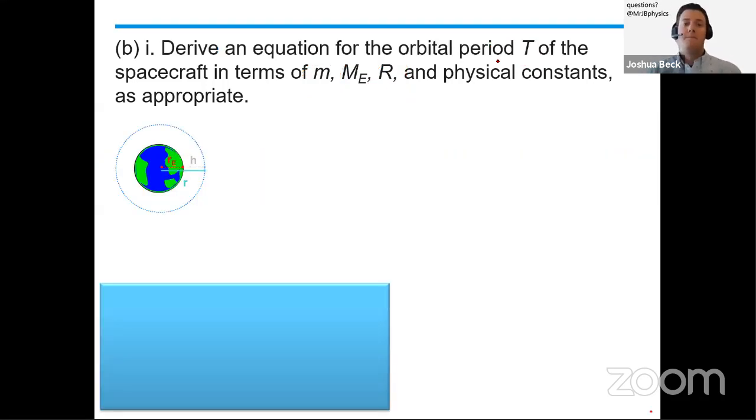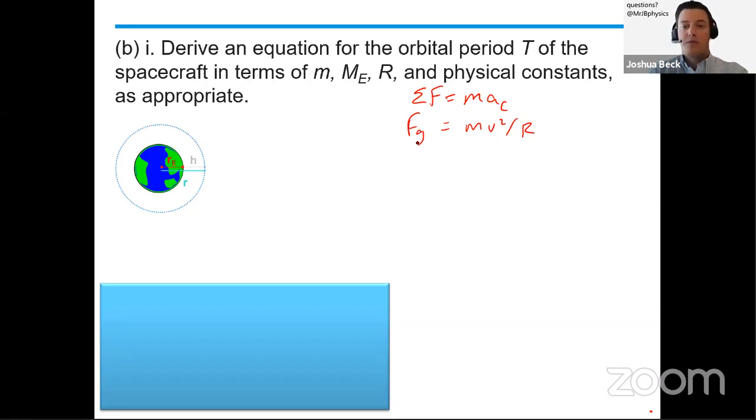So let's see what this looks like. Derive an equation for the orbital period. Well, I know that this object is in uniform circular motion, so I'm going to start my derivation with Newton's second law, F equals ma. Now I know it's in circular motion, so this is going to be a centripetal acceleration. So I know that over here, this will be mv squared over r. Now, what's the force? Well, I'm going to go back to my free body diagram. The only force acting on this, the force that's keeping it in this circular motion, is going to be the force of gravity.